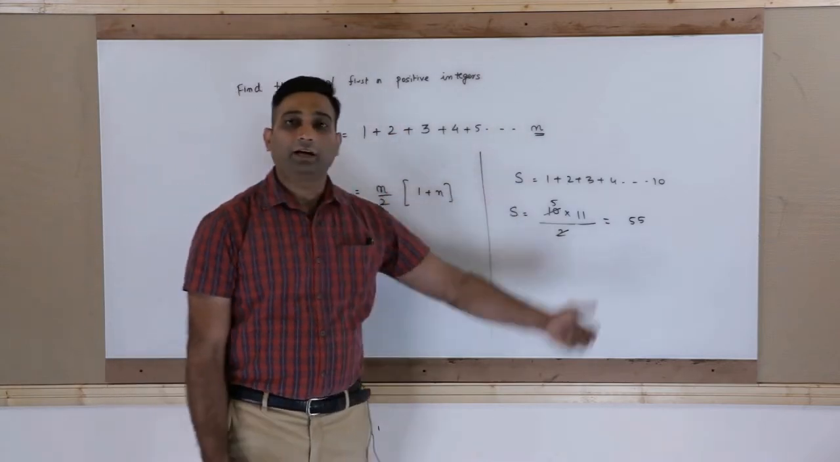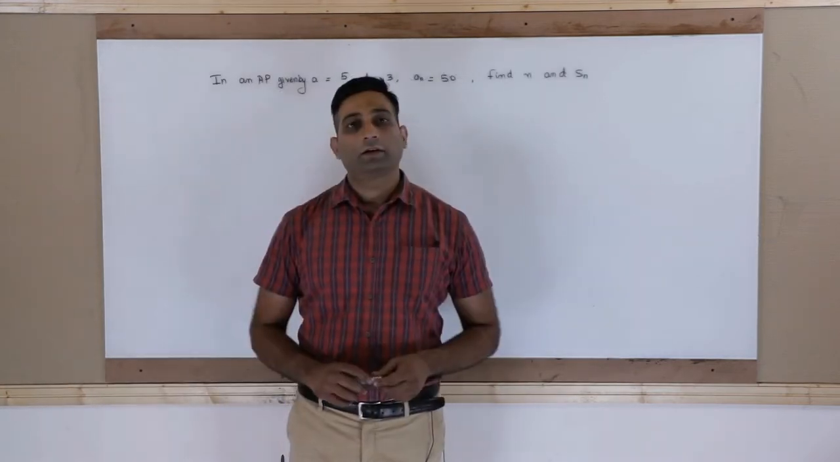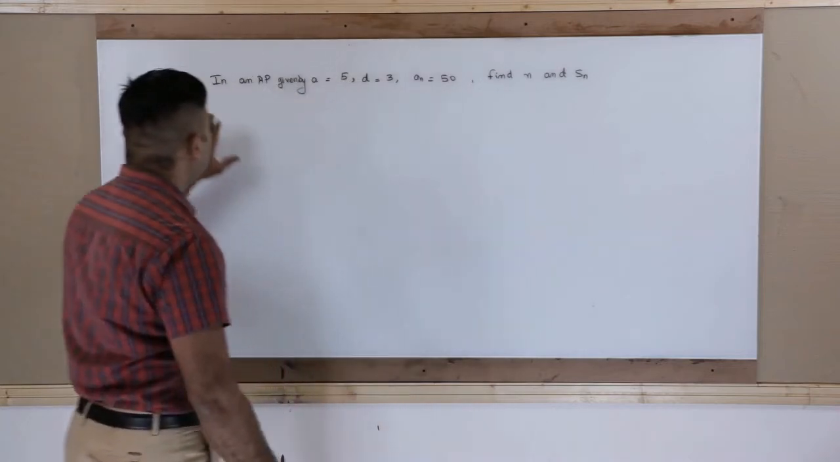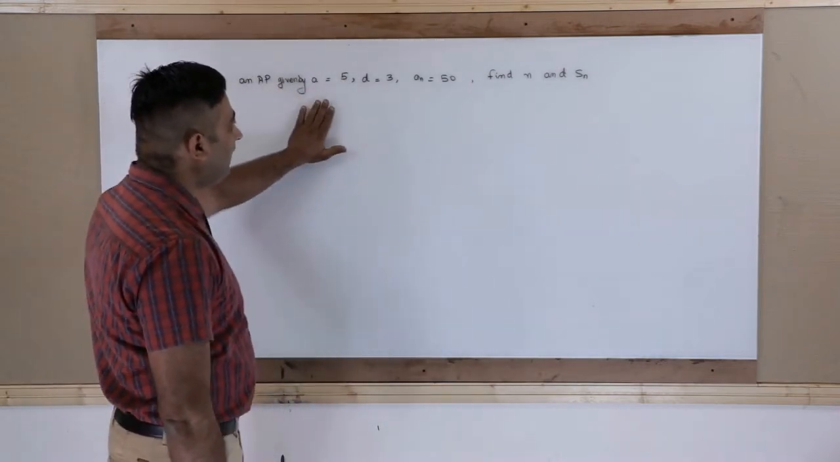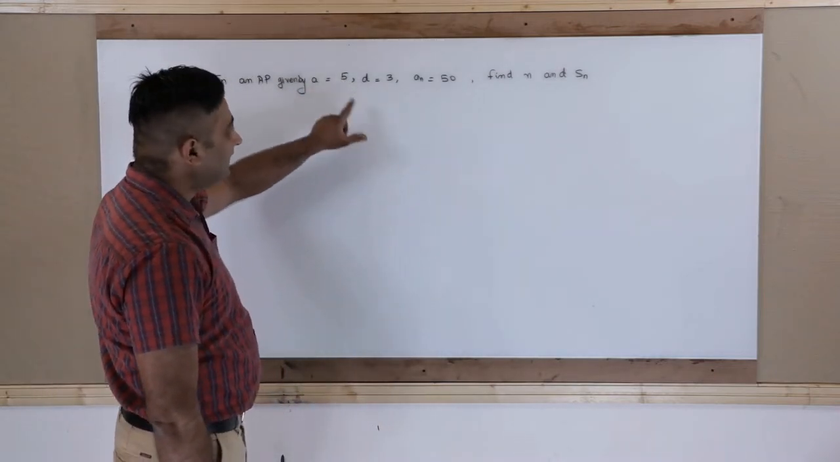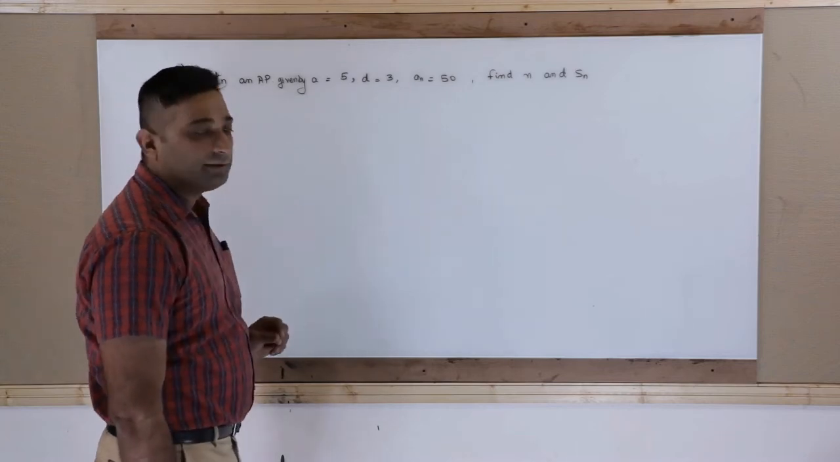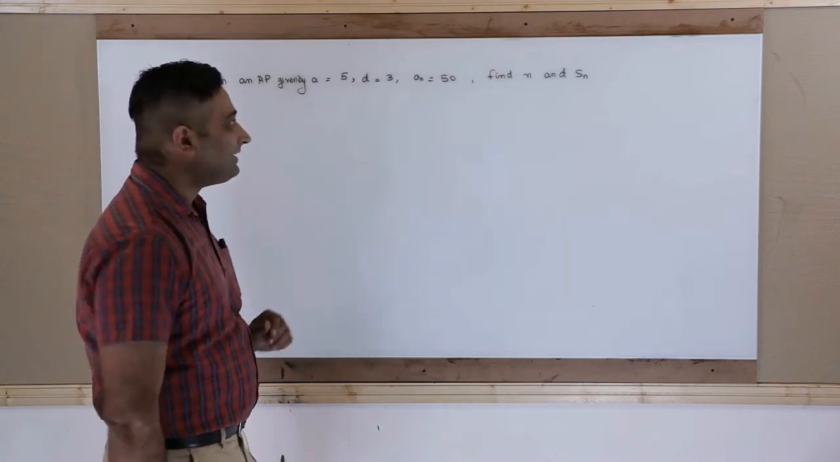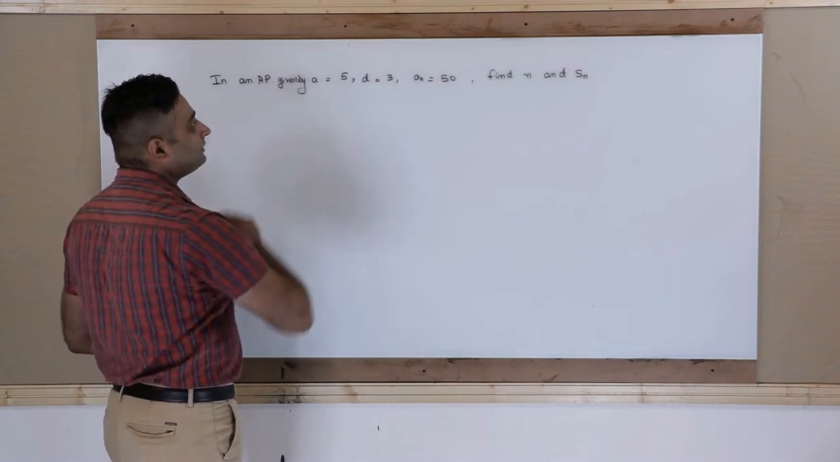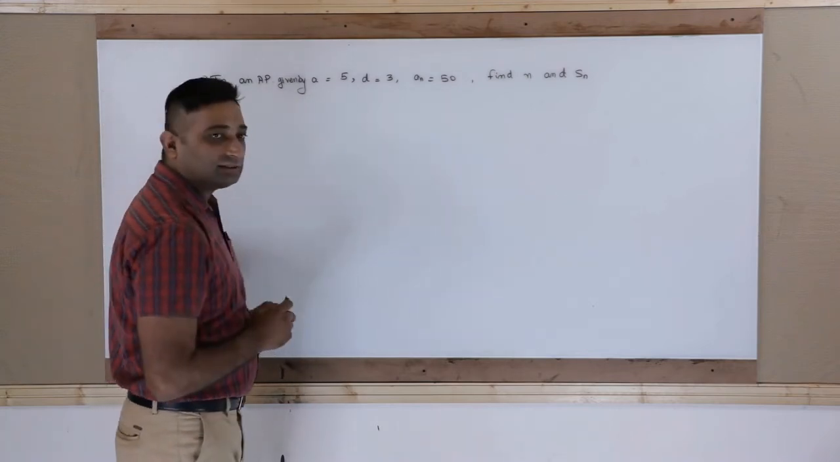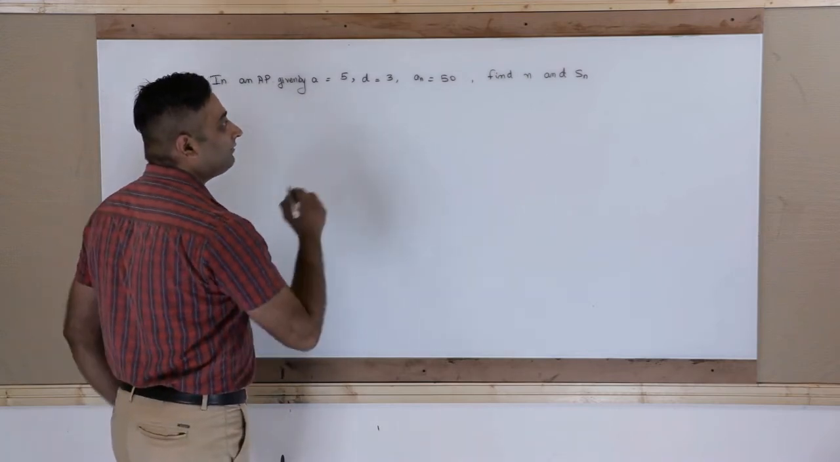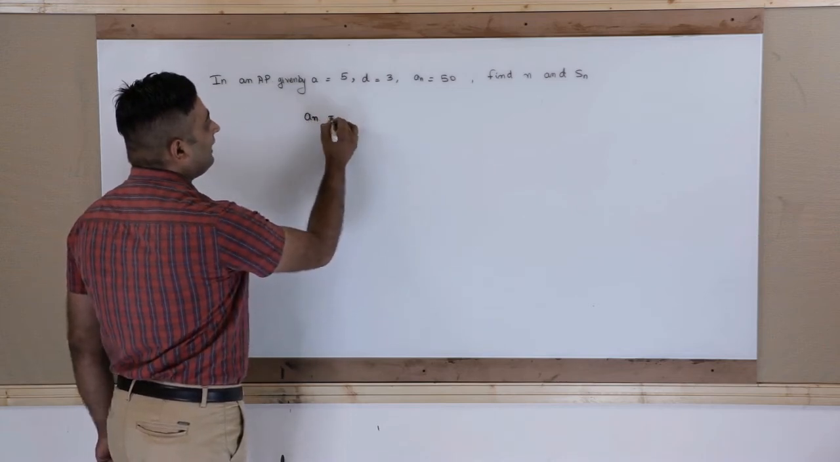So we can directly apply this formula n into (n plus 1) by 2 for the sum of the first n positive integers. Dear students, let us do one problem. In an AP given by A is equal to 5, D is equal to 3 and another term is 50. Find N and Sn. We are given an AP whose first term is 5, common difference is 3 and another term is 50. So we are given An is equal to 50.